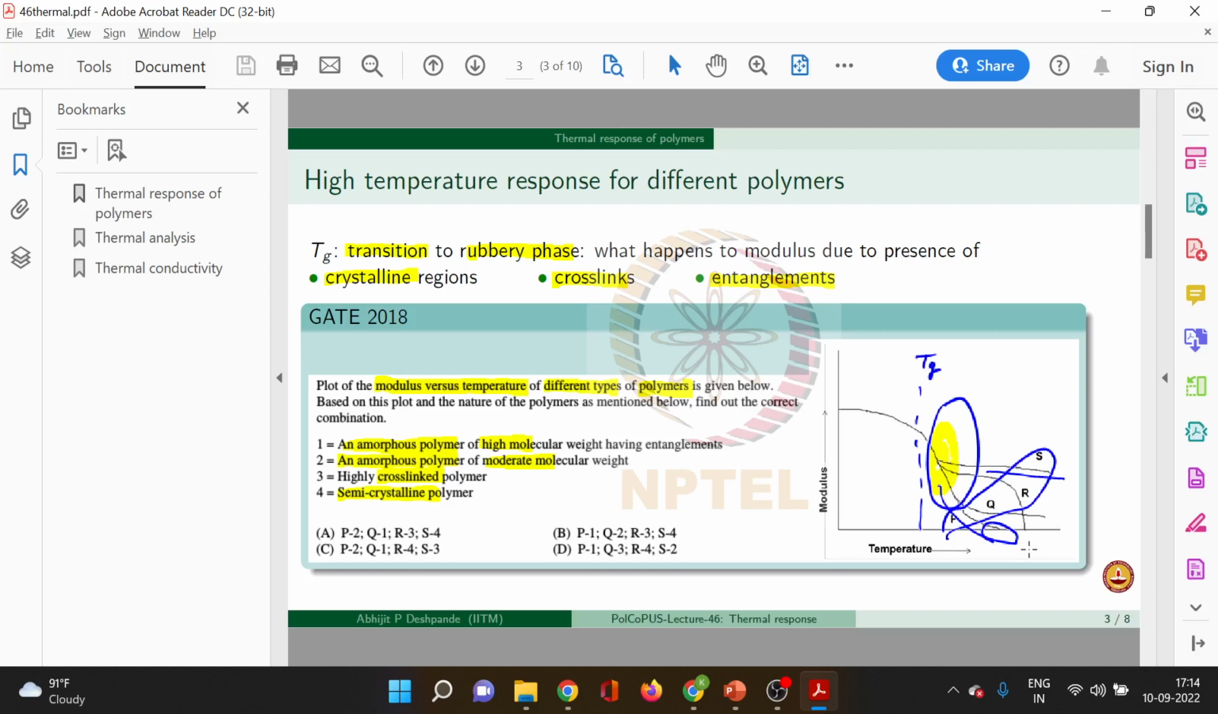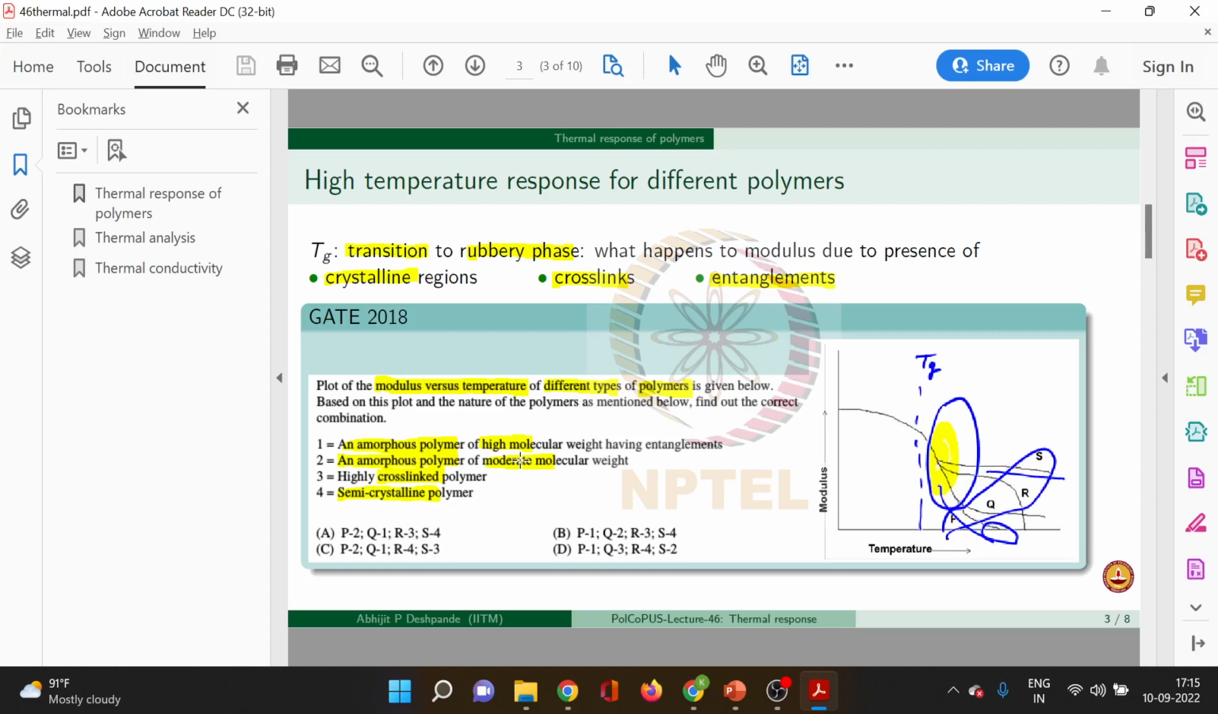Ma'am, this option is C, right? So 2 is down. Yes, it is C. P is 2, your amorphous polymer with a moderate molecular weight. And then Q is 1, your amorphous polymer with a higher molecular weight. And when there's crystallinity, again there's much more resistance, so your solid-like or elastic nature will be more. Your modulus will be comparatively higher, and then it will fall later. Whereas in the case of a cross-linked polymer, your modulus is high. Yes, for this it is C.